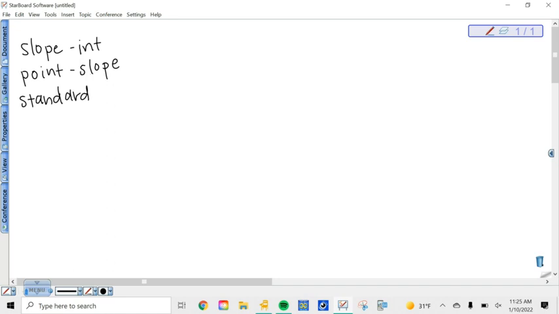How about this one? What form is that in? Point slope or standard? Let's have some more guesses. Standard. Yeah, good. So someone tell me, what is it? Standard, right? It's AX plus BY equals C. X and Y are on the same side of the equal sign. Okay, let's try another one.